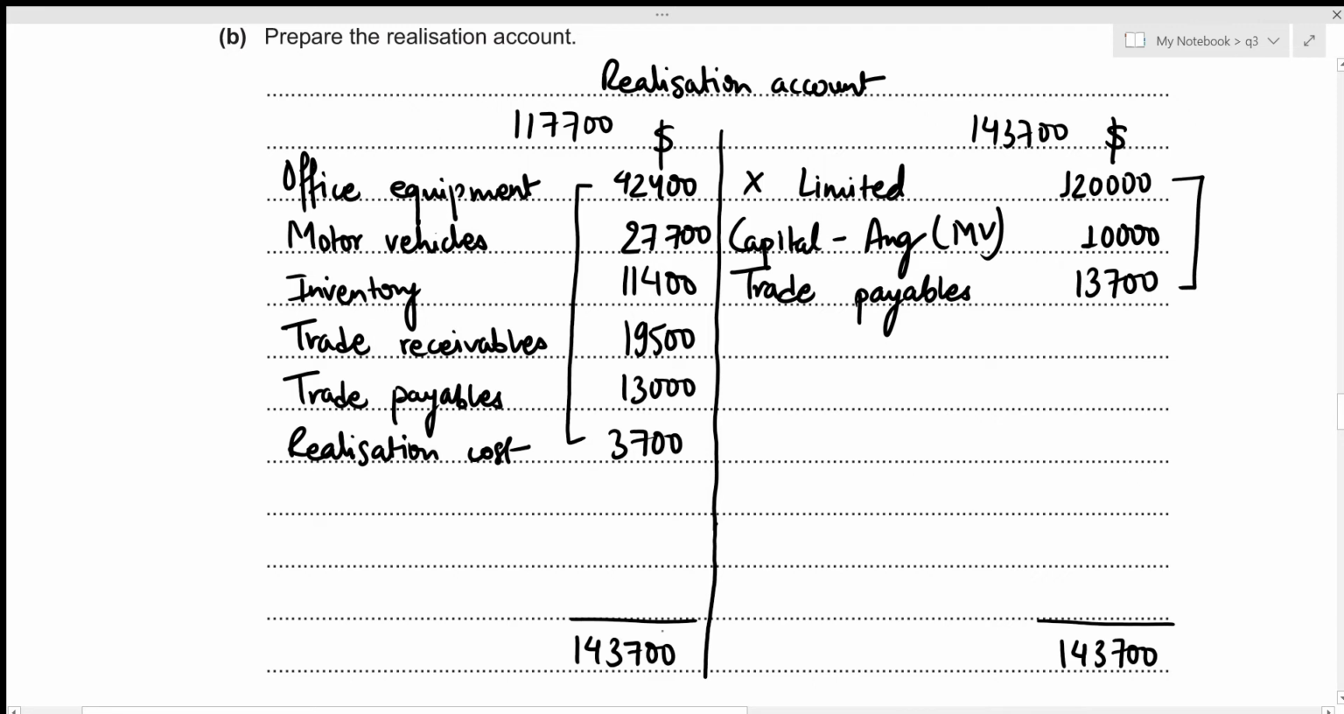Okay, since our balancing figure is on the debit side, there is a profit on realization.